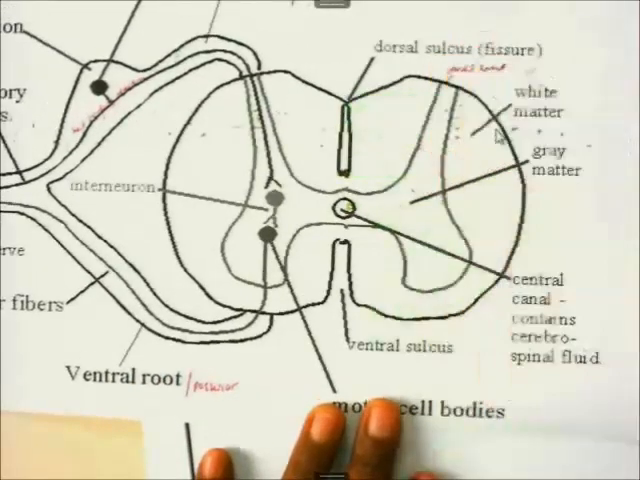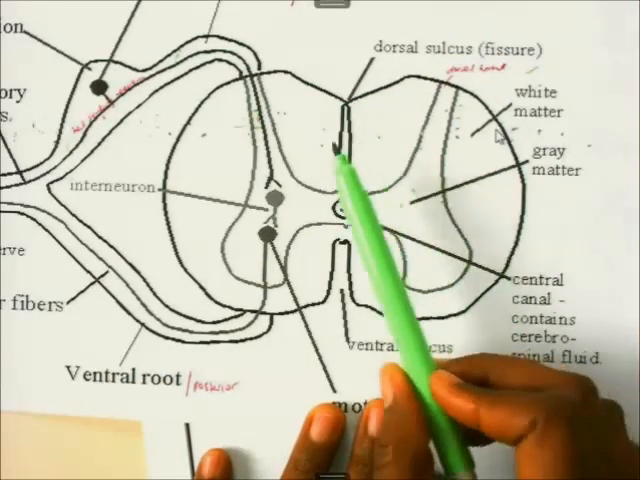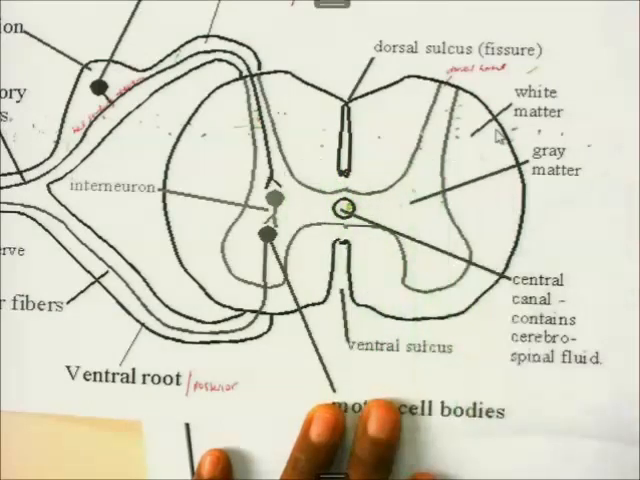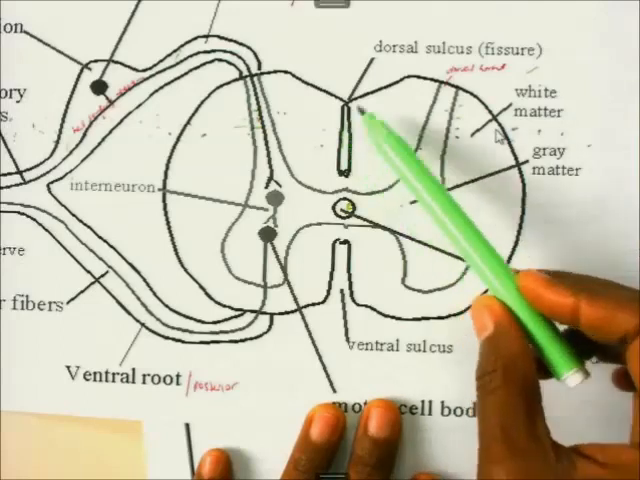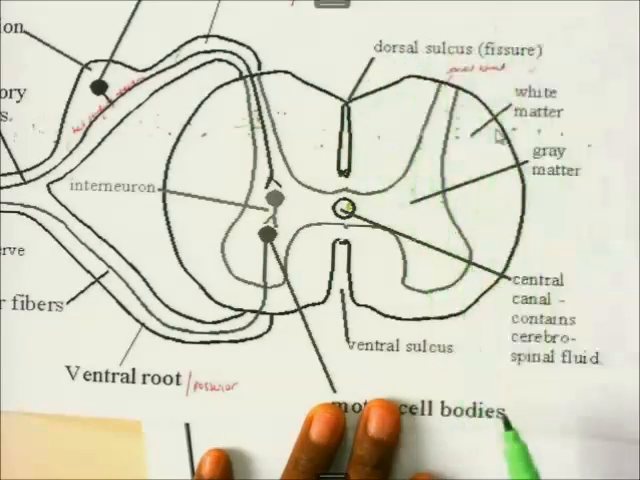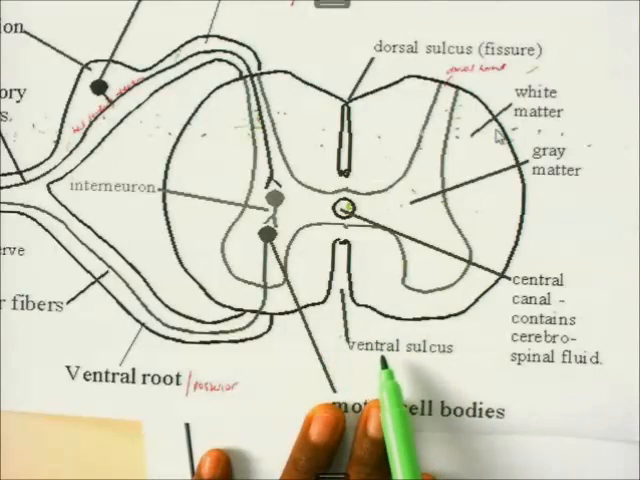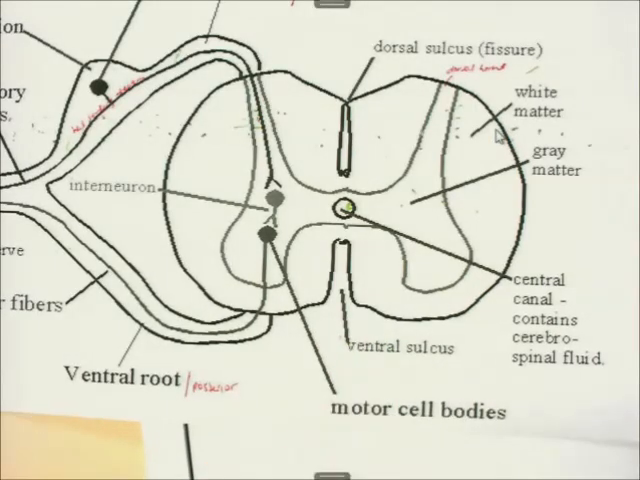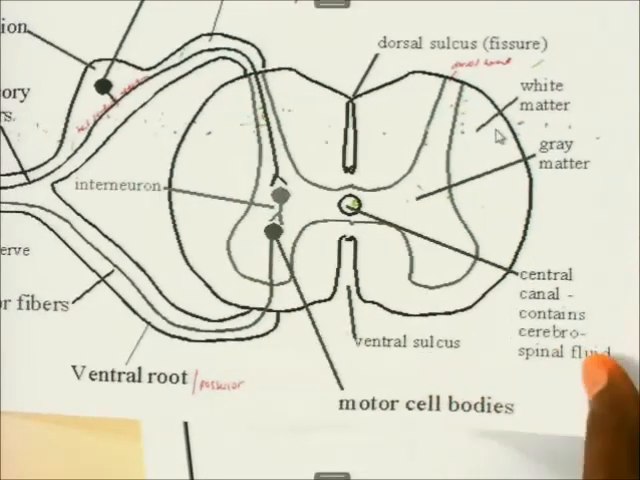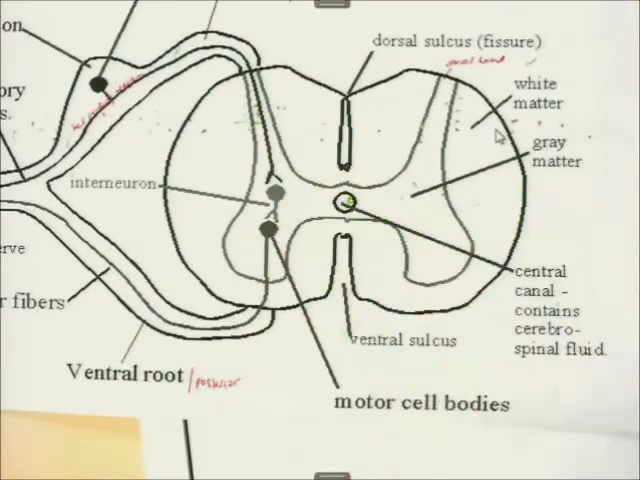So this spinal cord is divided into left and right by means of 2 fissures. The top fissure is called the dorsal fissure, and the bottom one is called the ventral fissure. In the H gray matter of the spinal cord, there is a neuron which is called what? An interneuron.